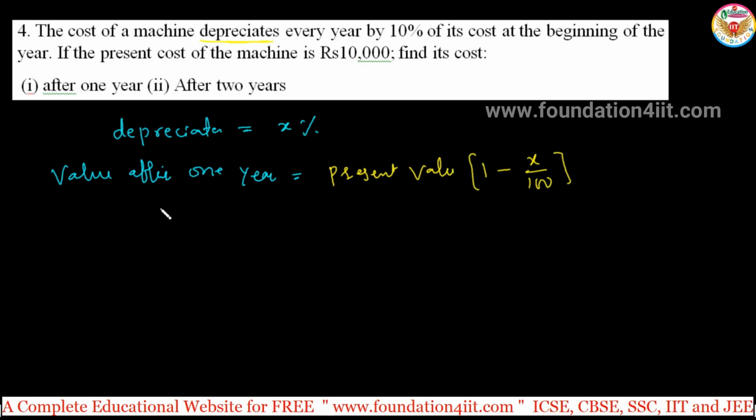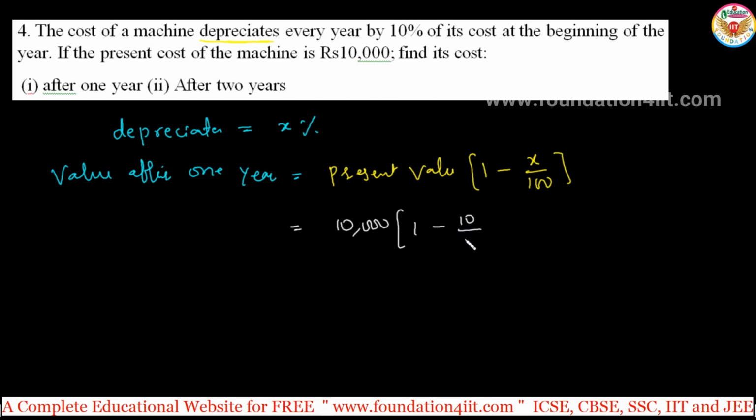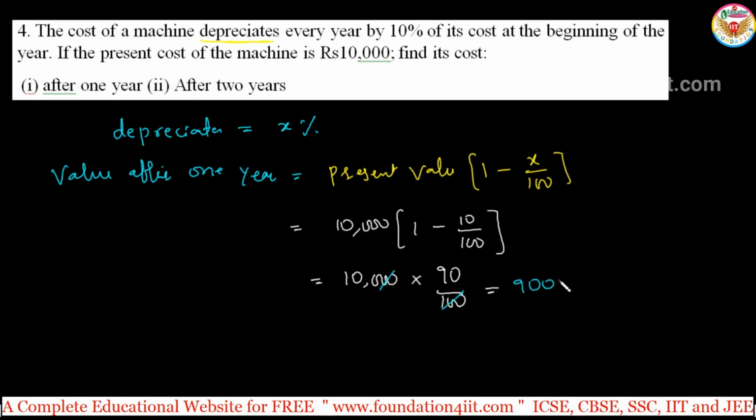They're asking to find the value after 1 year, so you can use this formula. The present value is 10,000 into 1 minus 10 by 100. That is 10,000 into 90 by 100. Cancel the 100 and multiply 100 into 90, which gives 9,000. So 9,000 is the value after 1 year, because every year it is decreasing by 10%.